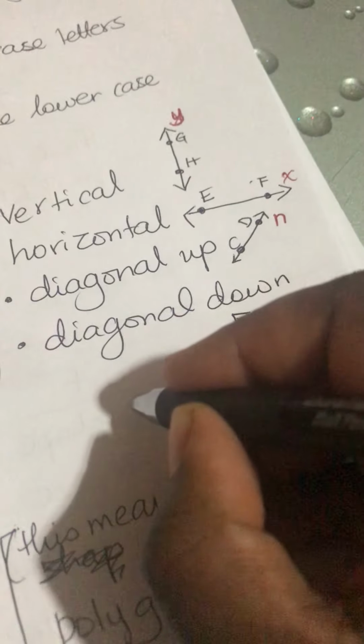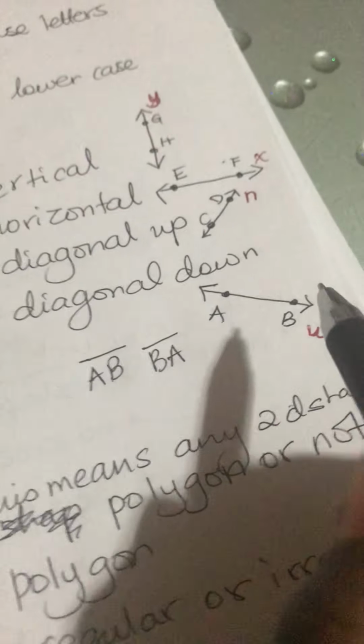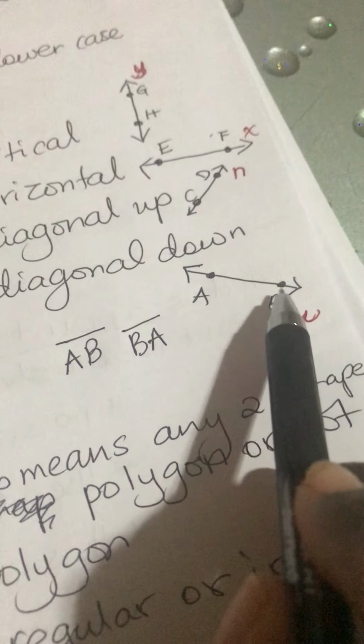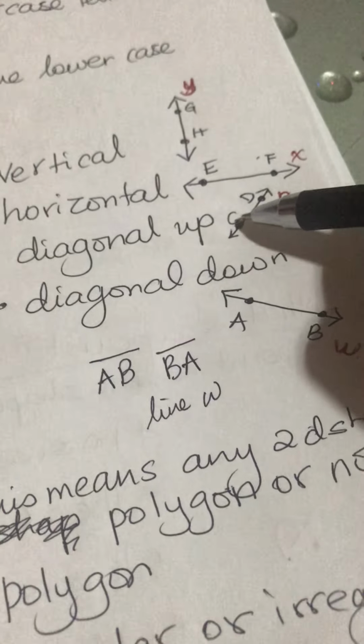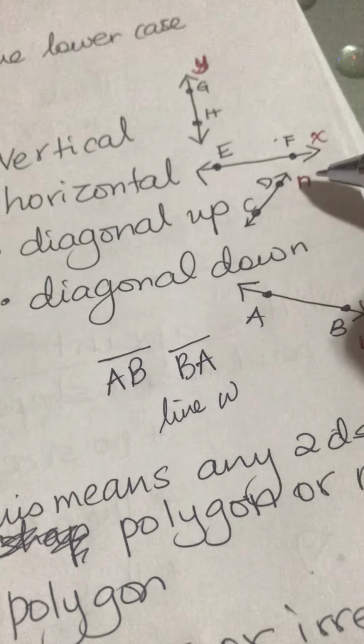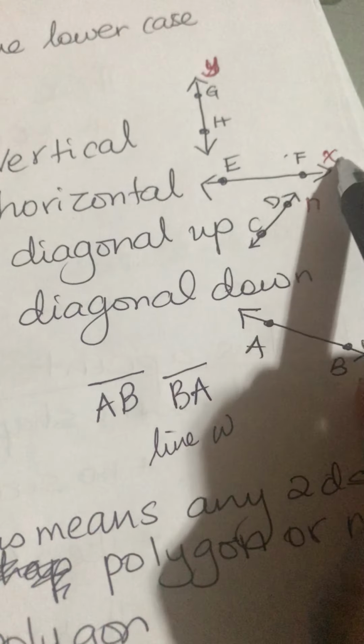So this diagonal up line can be line AB. You put your line symbol like that. Or line BA. It doesn't matter where you go. You can go left, right, or right, left. Or we can say this is line W. So this line has 3 names: AB or BA or line W. The same here. Line CD or DC or line N. Or line EF, FE or line X.